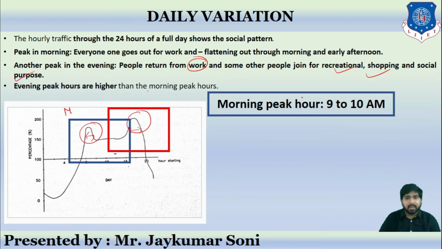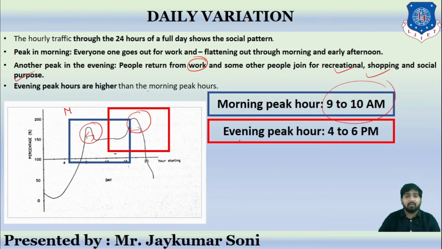Morning peak hour is generally taken from 9 a.m. to 10 a.m. and evening peak hour is generally taken from 4 p.m. to 6 p.m. So you can see 9 a.m. to 10 a.m. is over here and 4 p.m. to 6 p.m. is over here. So this is about the daily variation.